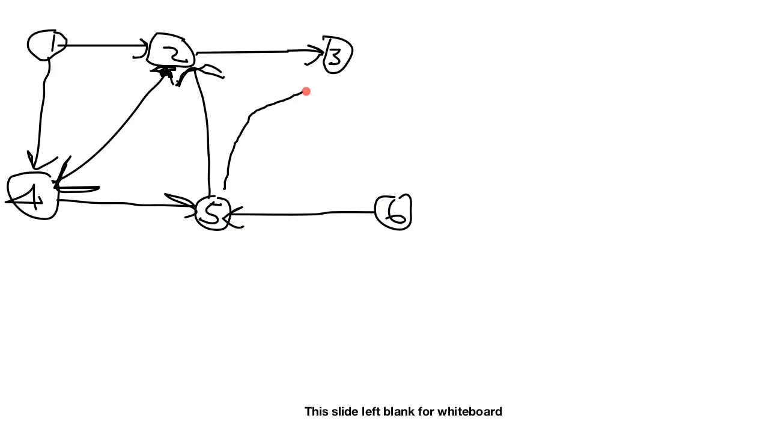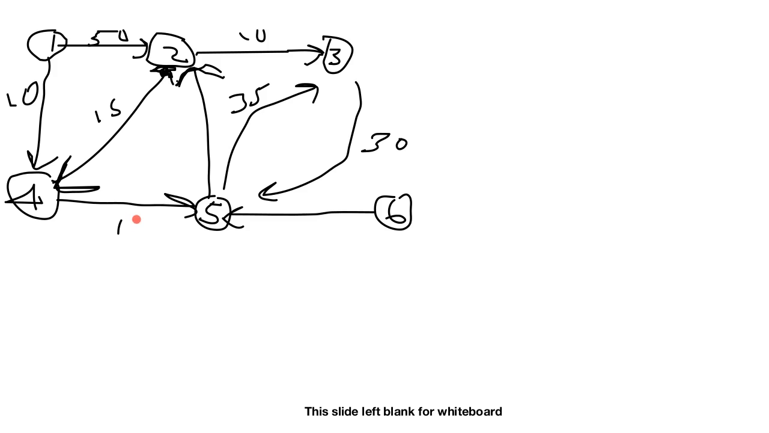And maybe we can have a distance on this, which is 35. Maybe this is that. So for this case, we have this is 10. This is 50. This is 15. 10. 15. 3.